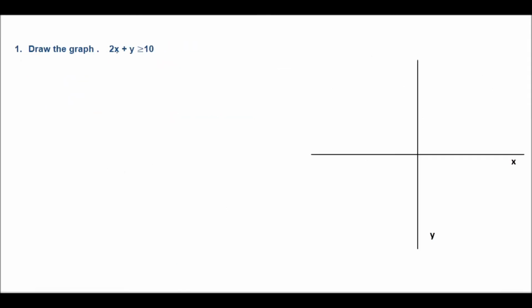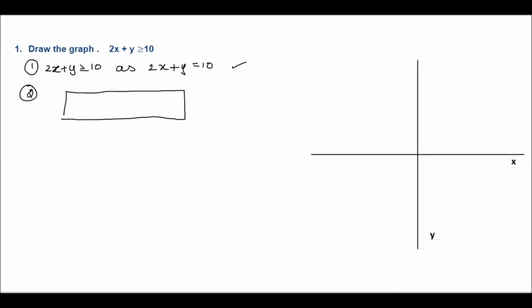Draw the graph of 2x plus y is greater than or equal to 10. As we saw, the first step is to write an equation. I am writing 2x plus y is greater than or equal to 10 as 2x plus y is equal to 10. The first step is over. Second step, I need to form a table of values. You can draw a simple table like this.